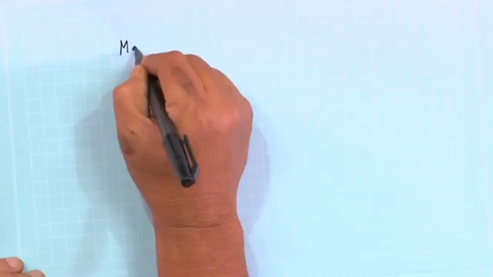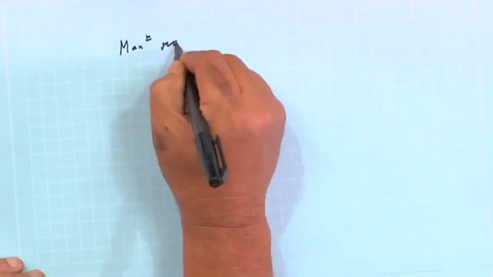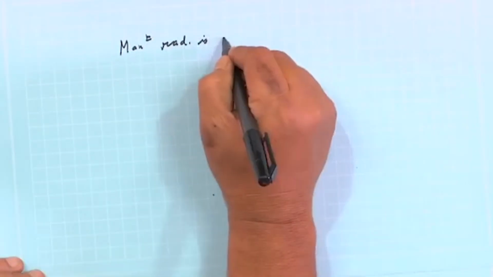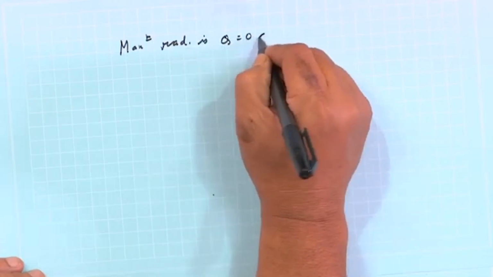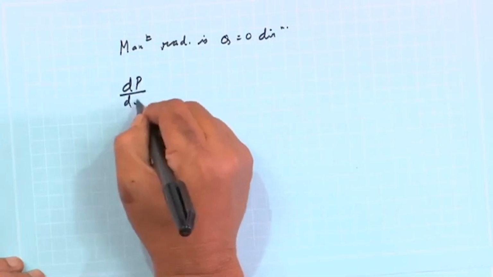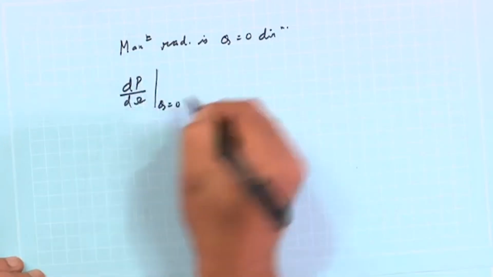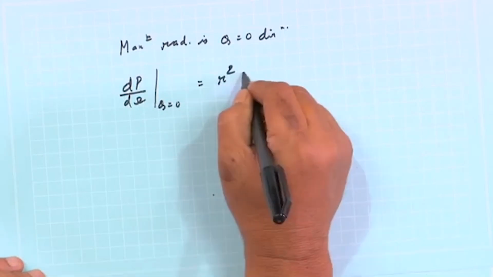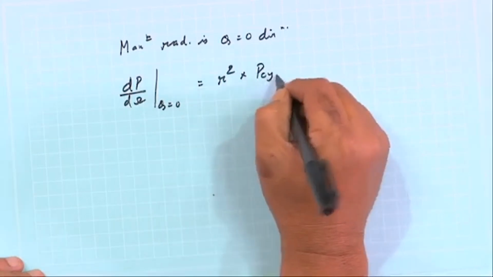And maximum radiation we know is at theta is equal to 0 direction. So, dP d omega at theta is equal to 0 will be r square into pointing vector.